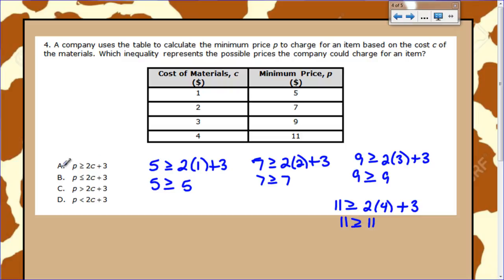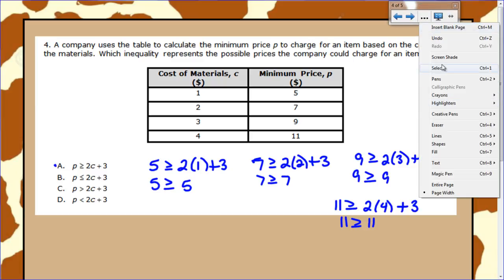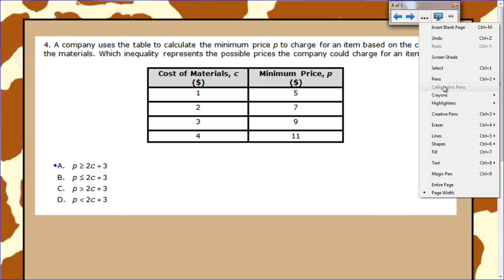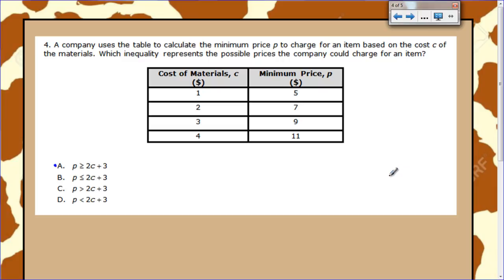That one works. So it looks like A is probably our answer. But because I am a math teacher and I have seen these kinds of problems over and over, I don't trust it. We're going to check the rest of them. So what I want you to do is pause this video. Grab your calculator, test the rest of them really quick, and make sure A is really the answer.